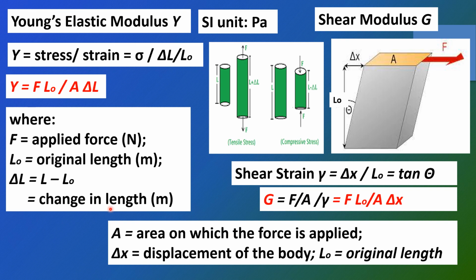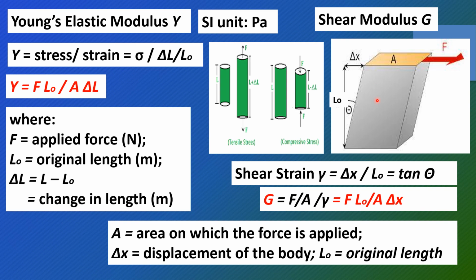Capital A here means the area on which the force is applied, parallel. The force has to be parallel to the area. Delta x is the displacement of the body along the horizontal, labeled as delta x, while capital L, of course, is the original length.